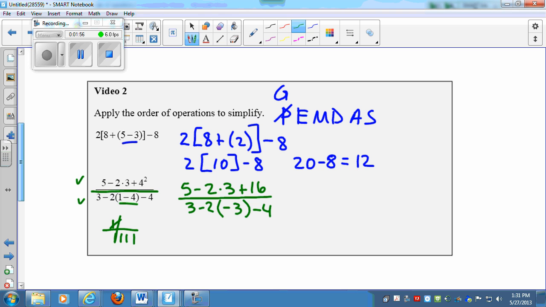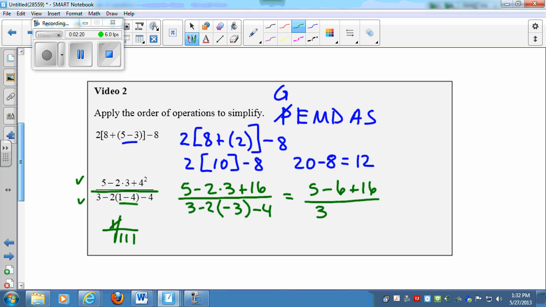Looking at the numerator, the top section of the fraction, looks like my exponents are taken care of. Now I multiply and divide left to right. So 5 minus 2 times 3 is 6, and then add on 16. In the denominator, I have multiplication, and so that will turn into 3.